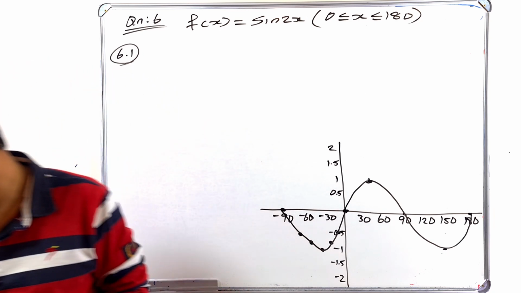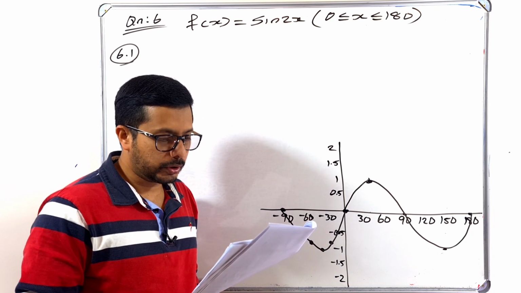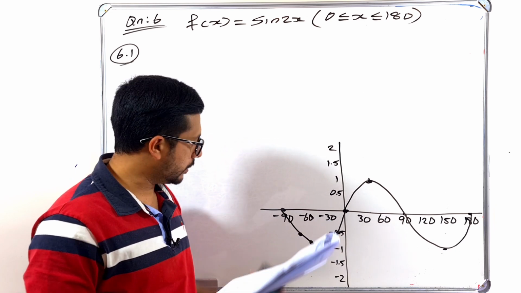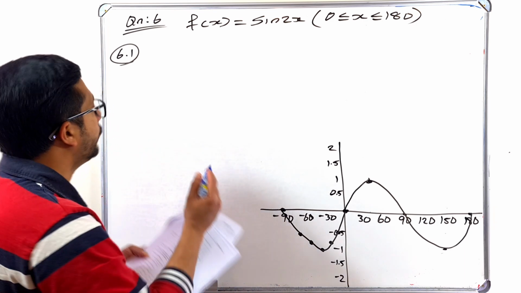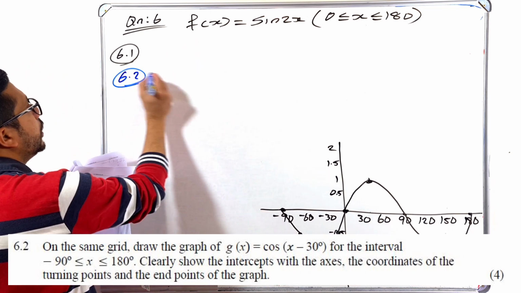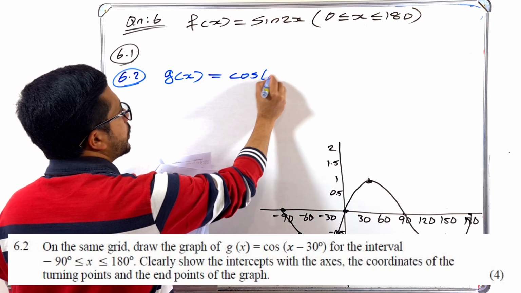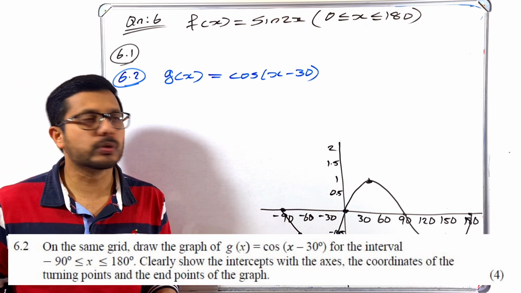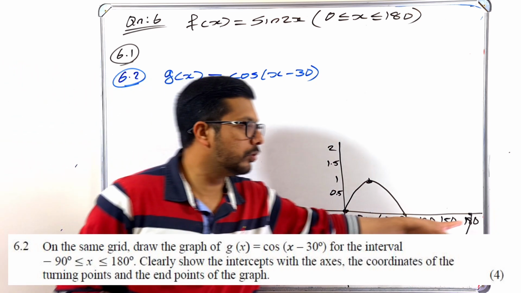Now what is the next question? Question number 6.2. On the same grid, draw the graph of g of x is equal to cos of x minus 30 for the interval minus 90 to 180. So there is another equation given, g of x, that is cos of x minus 30, and the question is to draw this graph in the interval minus 90 to 180.